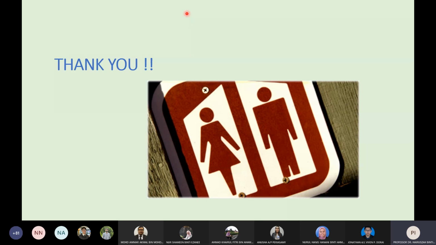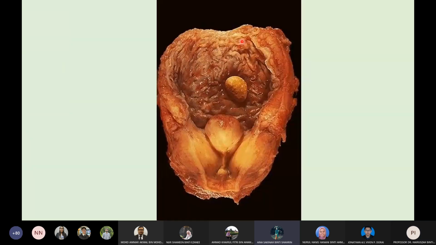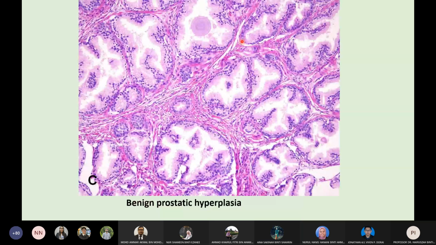Prof, I have a question regarding the microscopic view of BPH. Can you go to the slide? What is the rounded pink structure? The thyroidization too, right? Corpora amylacea.